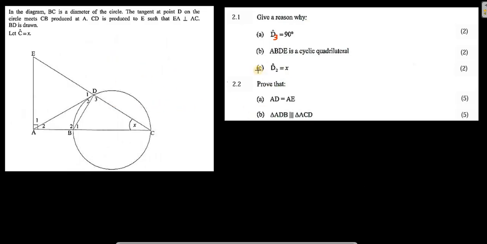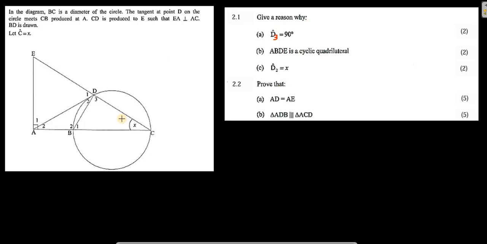Right, so here's another question, guys. Give a reason why D3 is 90 degrees, give a reason why this is a cyclic quad, give a reason why D2 is X. You are just giving me reasons here. Then you prove that these are equal, then you prove that these are similar. Because these are quite simple, we'll just give you 10 minutes to work on this.